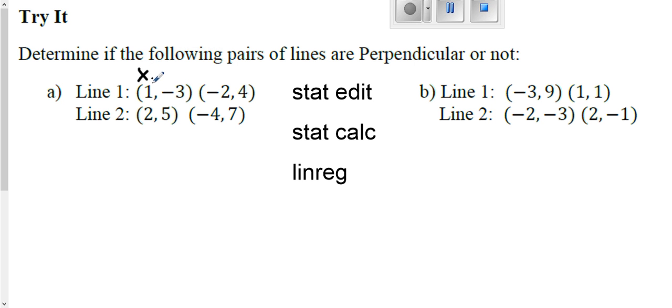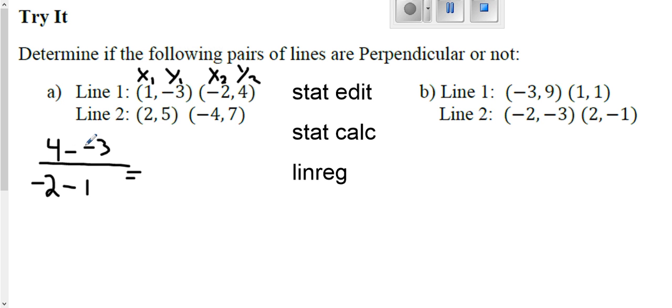So x1, y1, x2, y2, and you've got that formula chart. It says take y2, which is 4, minus y1, -3. On the bottom, x2, -2, minus x1, which is 1. So you can use your calculator to do the subtraction.